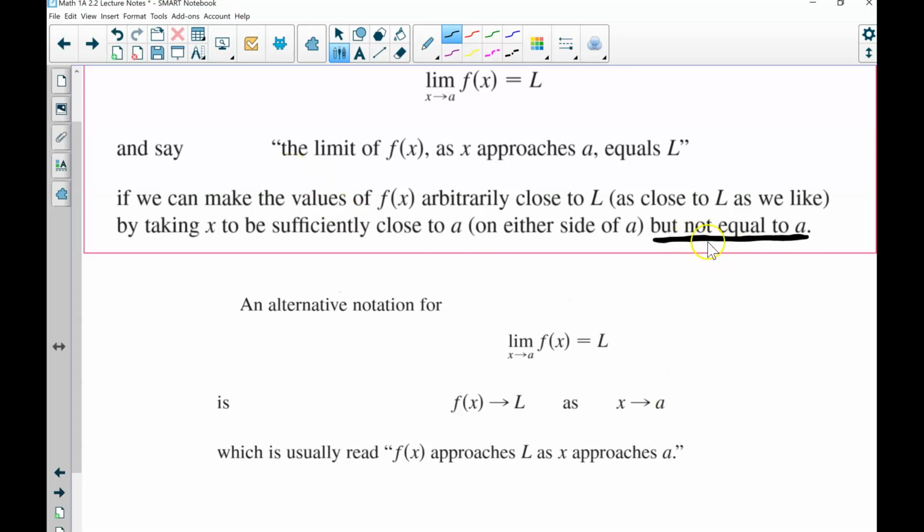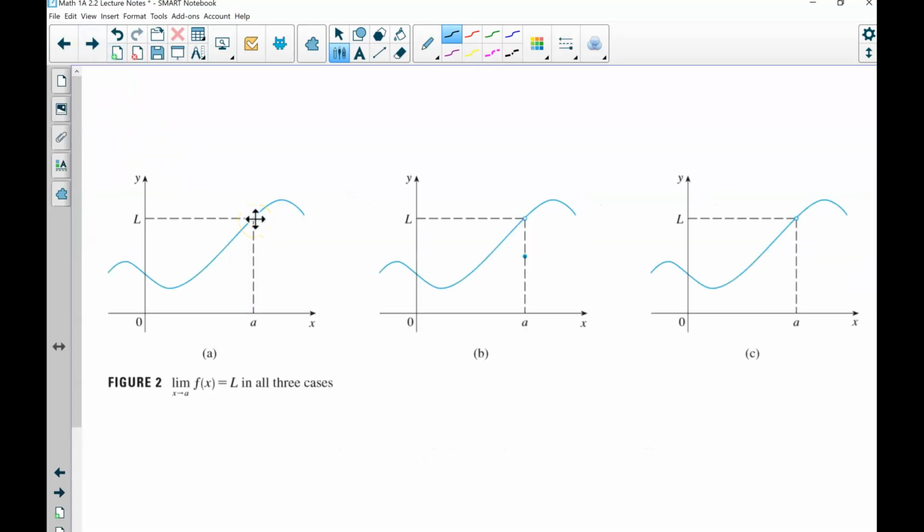Now going back to this statement here where it says, but not equal to a, I want to talk about that on this next slide. Now the phrase, but not equal to a in the definition of the limit, means that in finding the limit of f of x as x approaches a, we never consider the fact that x is equal to a. In fact, we would say that f of x need not even be defined when x is equal to a. The only thing that matters is how f is defined near a.